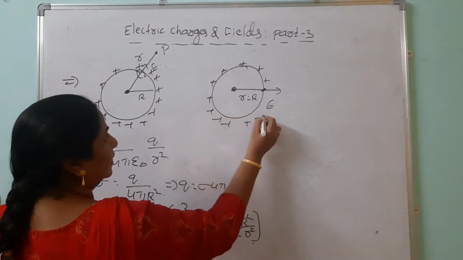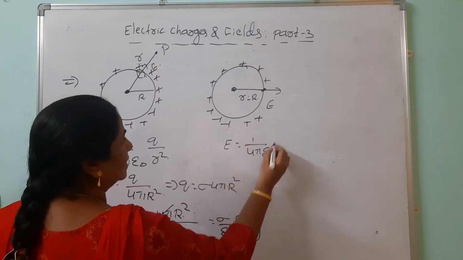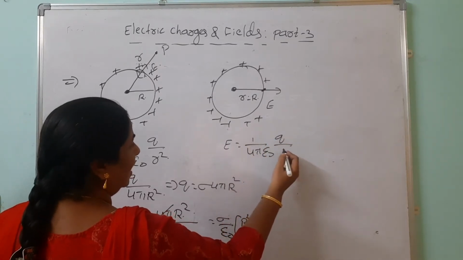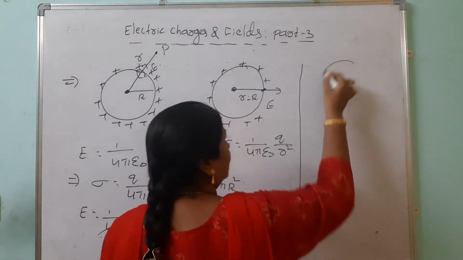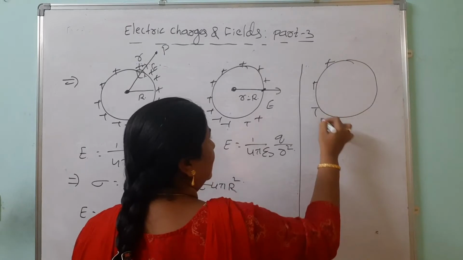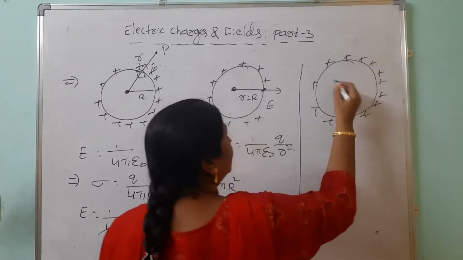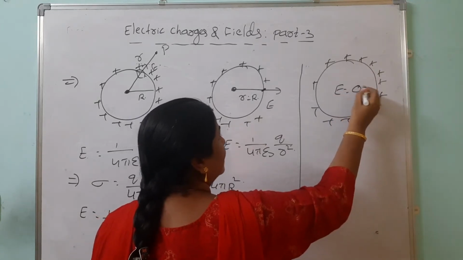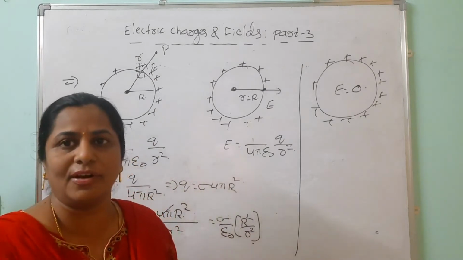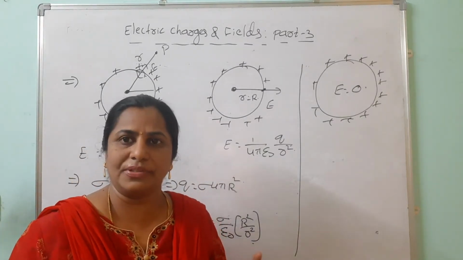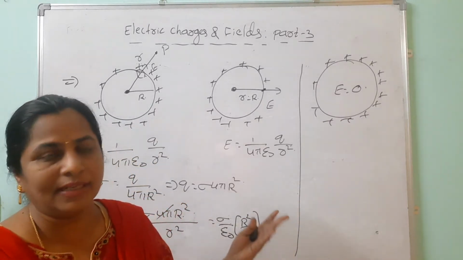In this case, what is the intensity formula? E equals 1 by 4 pi epsilon naught q by small r square only. Like the third case, this is the sphere, charge is distributed, but inside that, always remember there is no charge, so intensity equals 0. Like that we can find out the intensity of a long straight charged conductor, a plane sheet and a sphere.